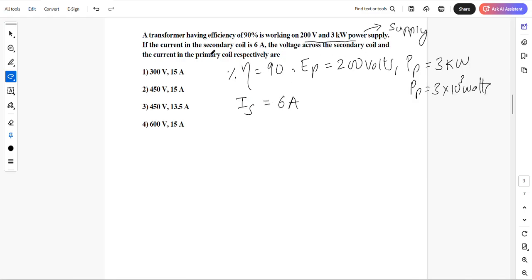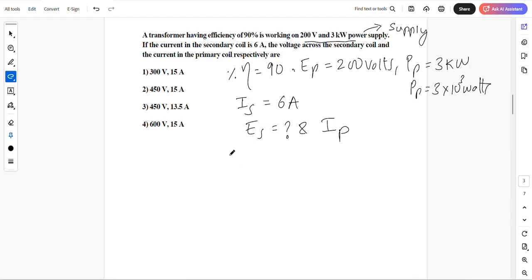We have to calculate the voltage across the secondary coil, ES is equal to question mark, and the current in the primary coil. IP you have to calculate.